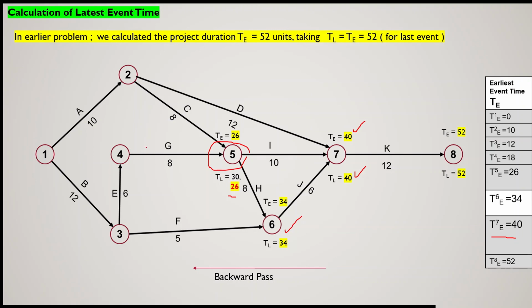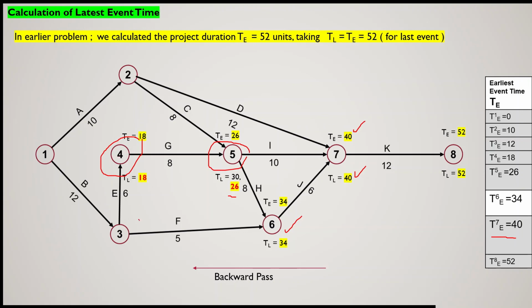Now let us go to event number 4. Event number 4 has only one path, that is 5. That means event number 4 is only connected to event number 5 in the backward direction. So 26 minus 8 is 18. So the earliest event time of event number 4 as well as the latest event time of event number 4 is the same, 18. So that means you can't disturb this activity. There is no relaxation in the occurrence time of event number 4.